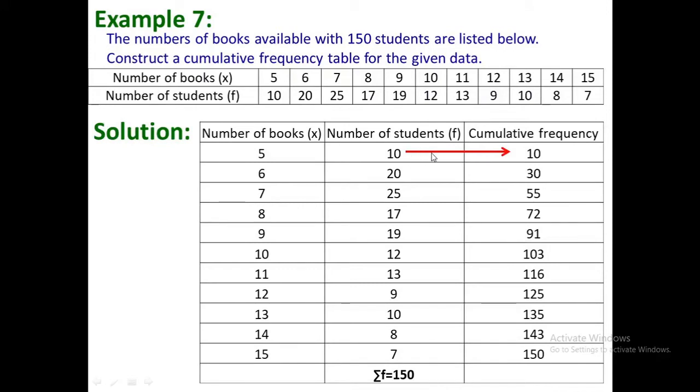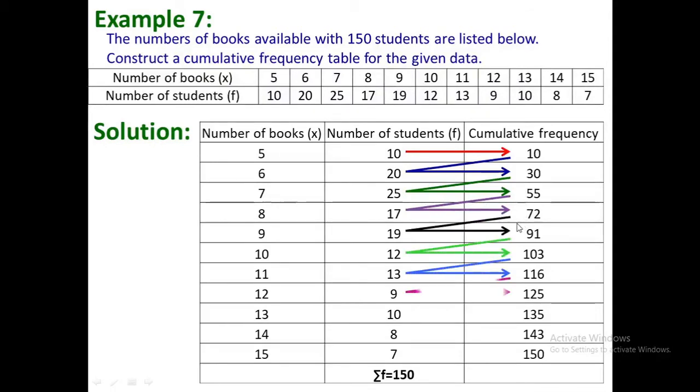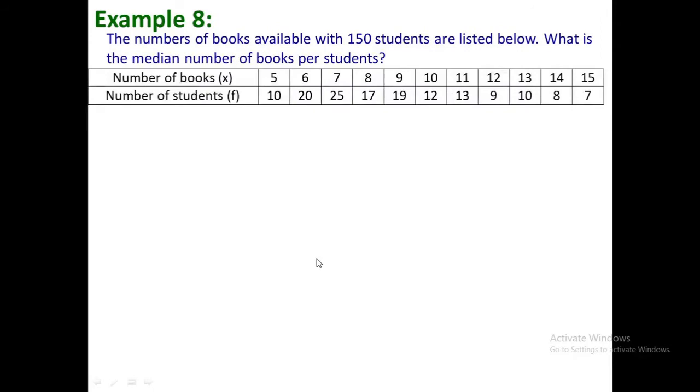In the first box we write the first frequency. In the second box we add 10 plus 20, which gives 30. In the third, 30 plus 25 is 55. In the fourth, 55 plus 17 becomes 72, and so on. In the last you will find that the total number of students is 150, as well as the last cumulative frequency is also 150. Now let's understand how to locate the median value in this data set.